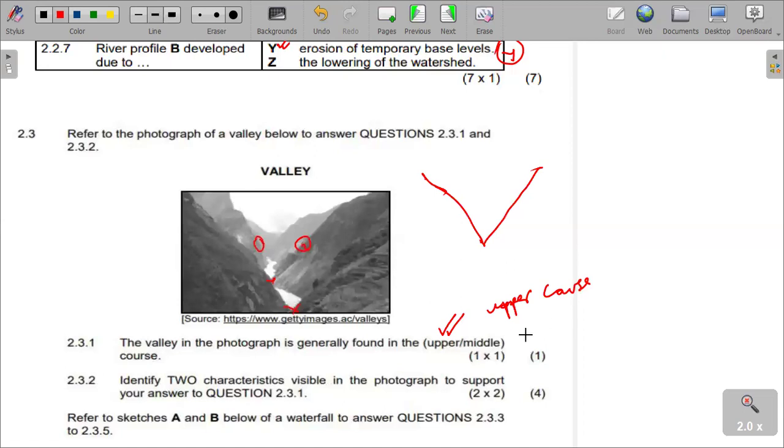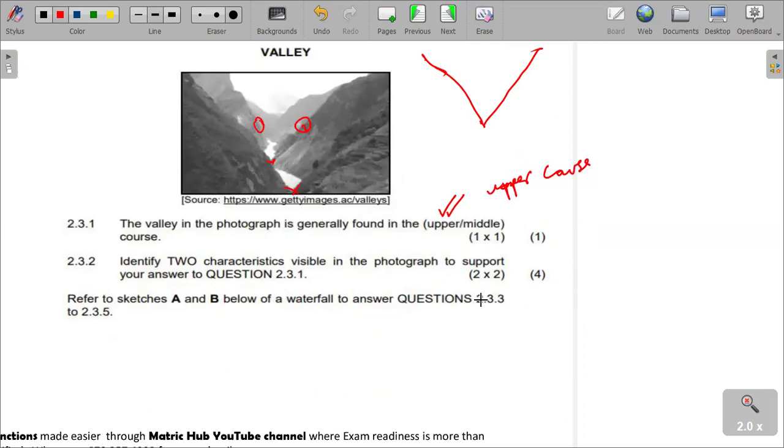It is found on the upper course. That's the answer in this regard. Identify two characteristics visible in the photograph to support the answer above. What is it that is going to make us understand that this is found in the upper course? Why do we say that it is in the upper course?